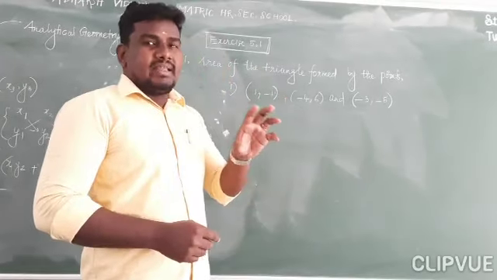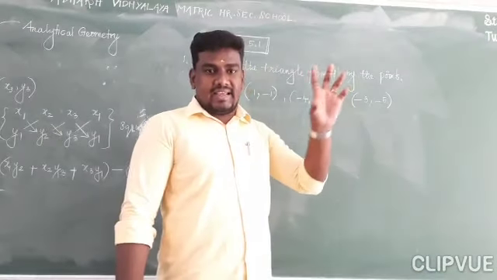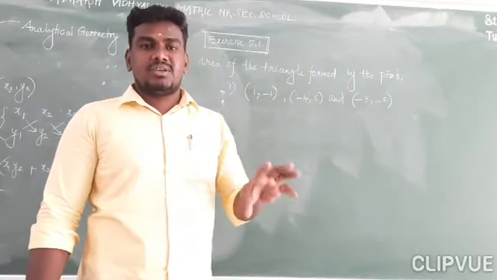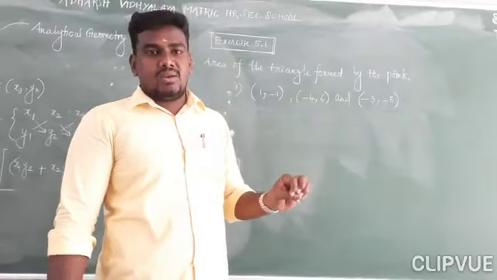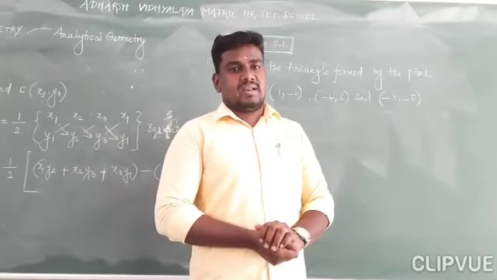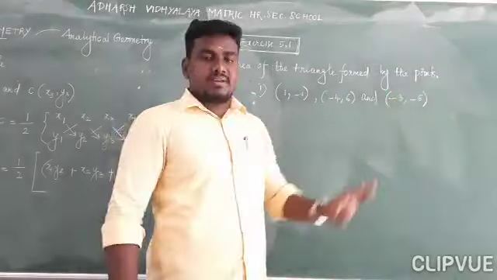Okay. If in case you get the value of the area of the triangle as negative, we must take the absolute value. So in case you get a negative value, you consider it as the positive value. Okay. So right, first I am going to plot these points on a graph sheet.